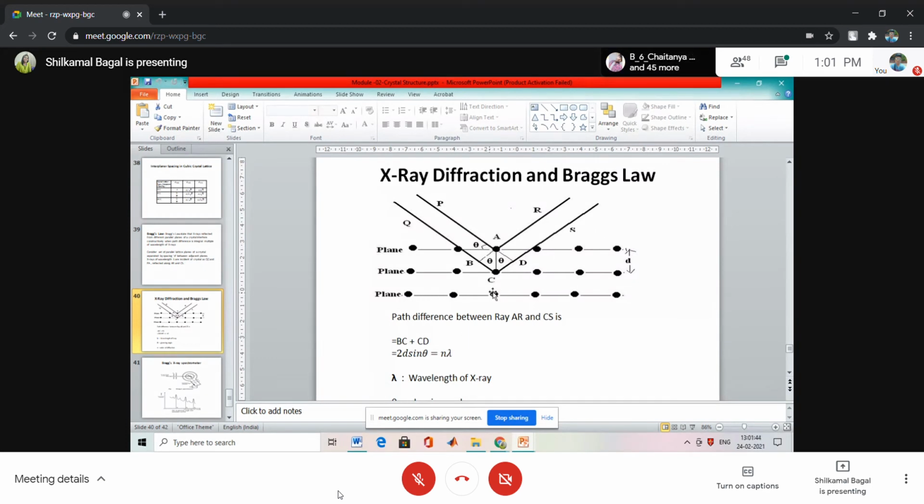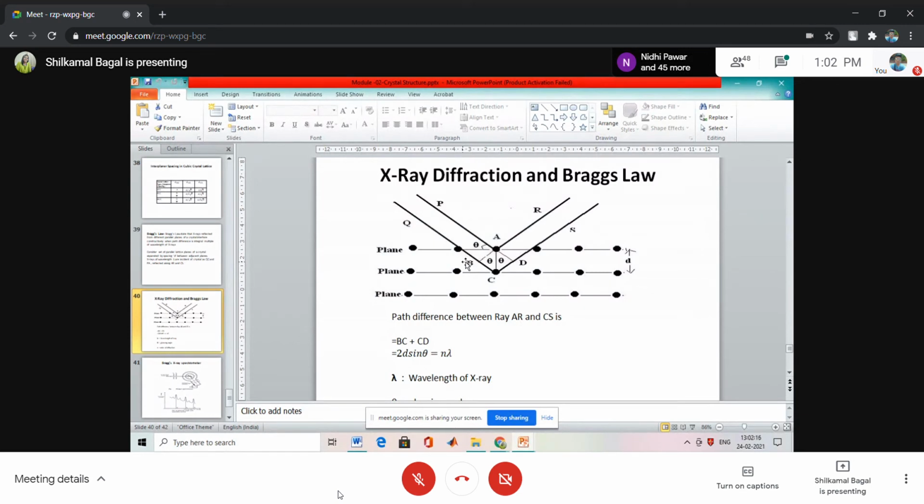Okay, so let us find the path difference between the reflected ray AR from the first plane and the reflected ray CS from the second plane. The X-rays, these two rays, are coming parallel to each other. If we draw a perpendicular from point A on the second ray, it will come at B. Similarly, a perpendicular from A on the ray reflected from the second plane at point D.